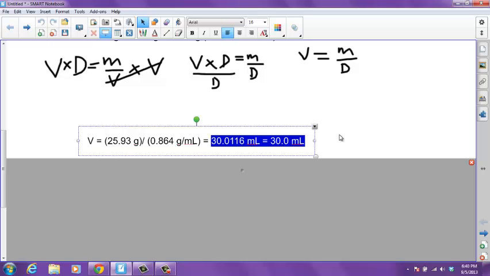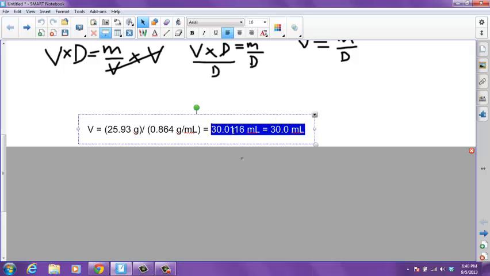If this was where we were stopping, we could make this 30.0 milliliters. In your book, they sometimes will do this rounding at each step. Please don't do that, okay? Keep this long value until you're all the way done. That'll make your life a little easier. You only have to round once.